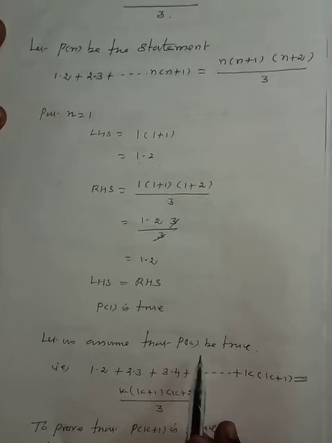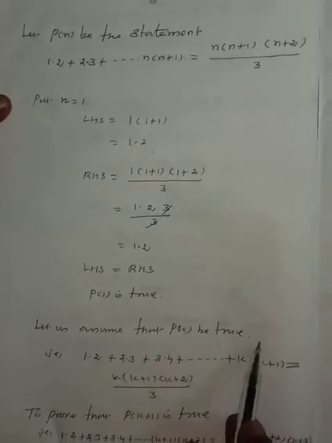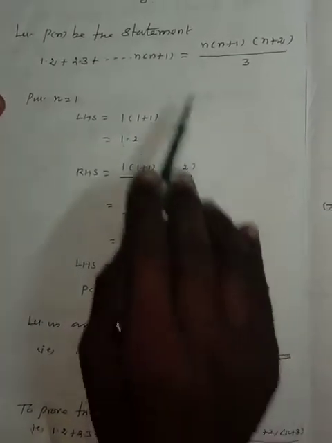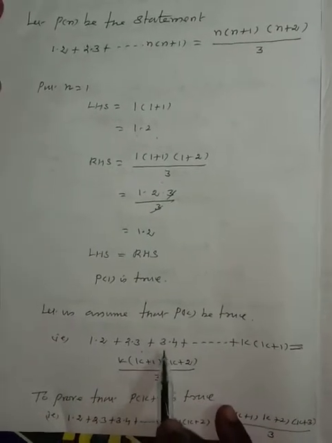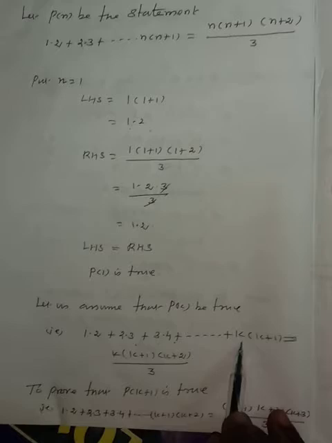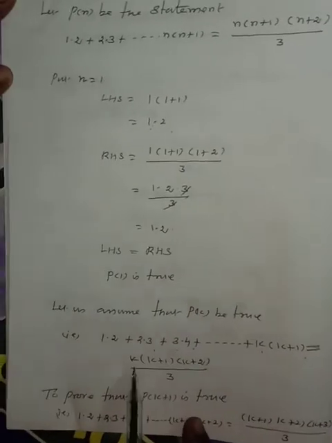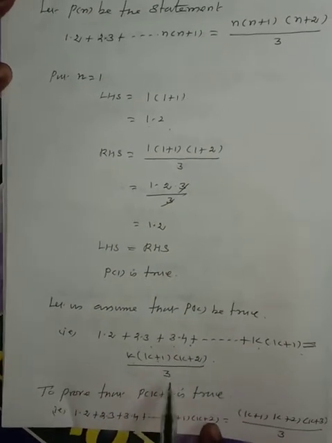Let us assume that P(k) be true. P(k) be true means put n is equal to k. We have 1.2 + 2.3 + 3.4 and so on to k into (k+1) is equal to k into (k+1) into (k+2) whole divided by 3.